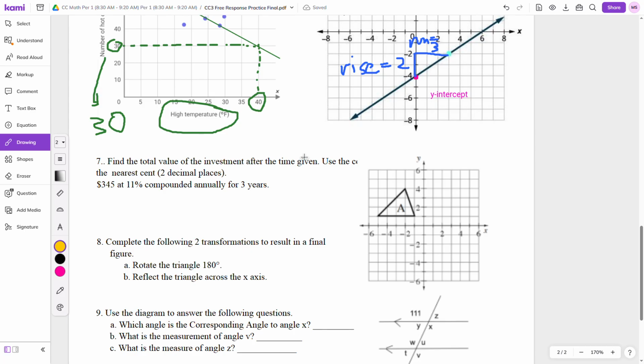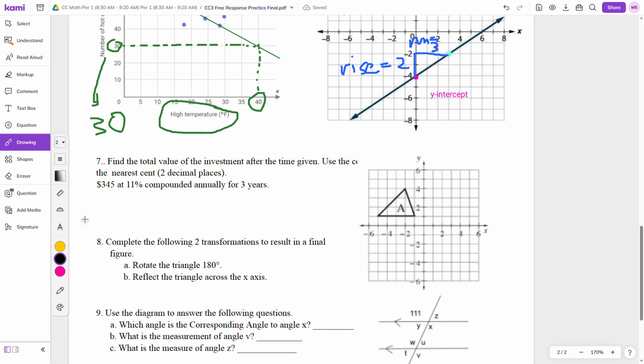And now let's try number 7. Please pause the video or just wait a few seconds, and we're going to go over the answers. Try number 7 on your own. Hopefully you have the formula. And we're back. Let's see if you remember the formula.